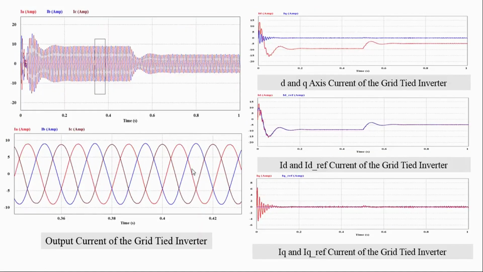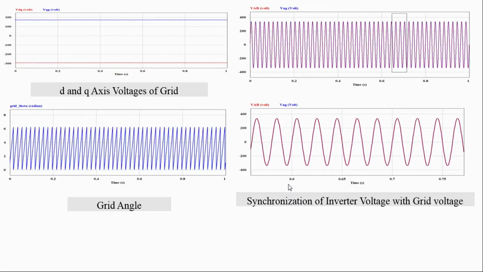Similarly, we have the sinusoidal current. During that dip also, our Q axis current will be 0 and there is a change in the D axis. This minus sign indicates that we are delivering the current into the grid. And similarly, we can generate this ID and ID reference. Our reference current is approaching towards the actual current. And similarly, we have a 0 superimposing for IQ and IQ reference. So we are injecting only active power into the grid.